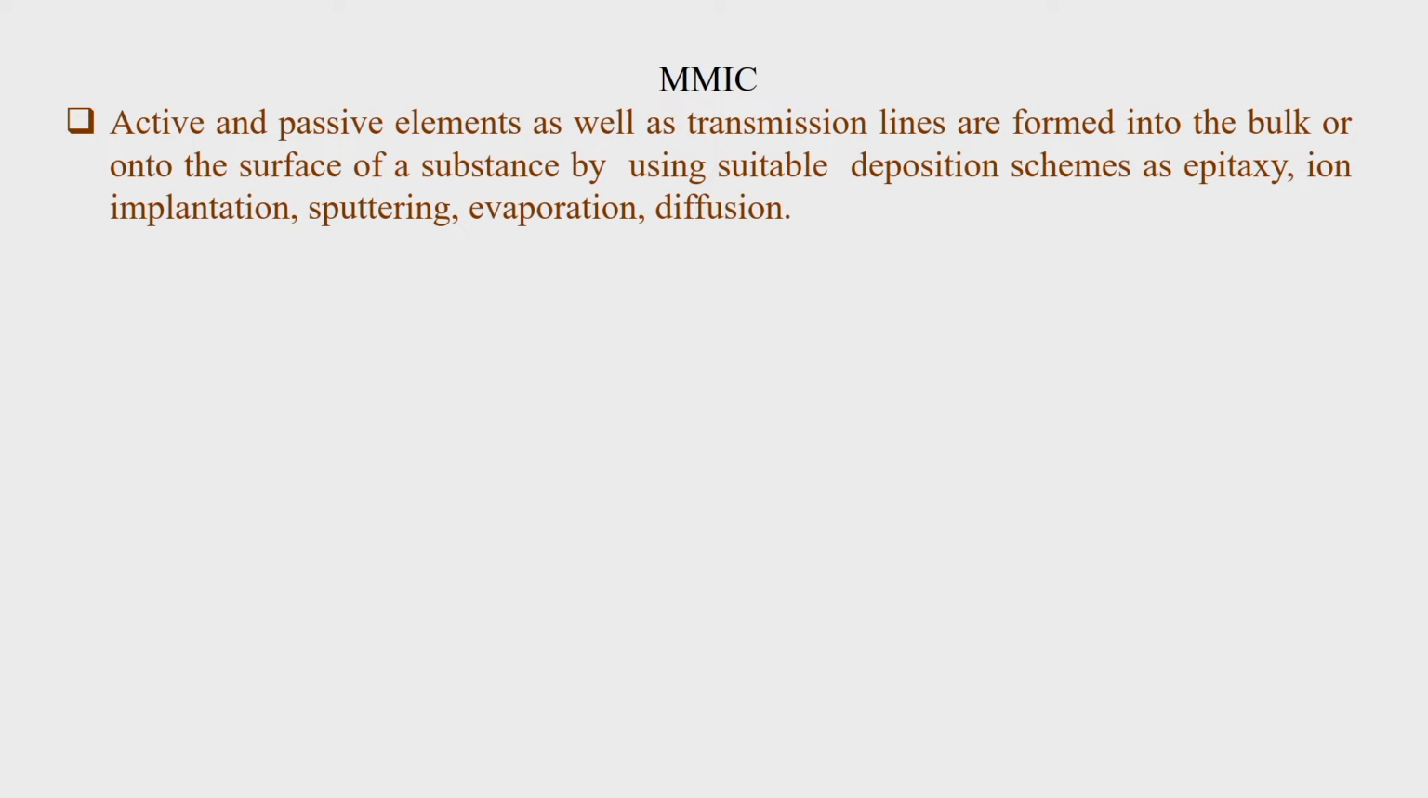Let us now very briefly consider MMIC. Active and passive elements as well as transmission lines are formed into the bulk or onto the surface of a substrate by using suitable deposition schemes such as epitaxy, ion implantation, sputtering, evaporation, diffusion, etc. So, these are all standard integrated circuit fabrication technology processes.